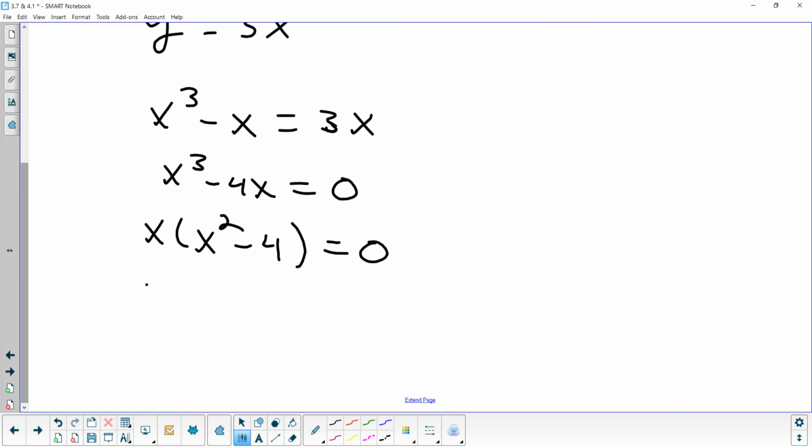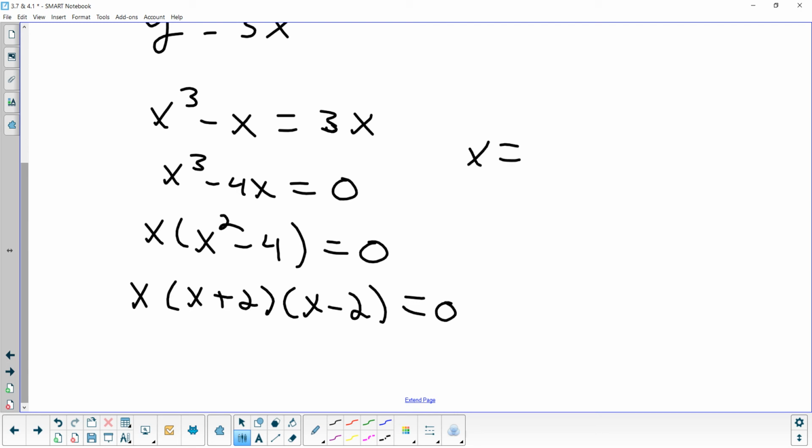Now, I have a difference of 2 squares. How does x squared minus 4 factor? Yep. X plus 2, x minus 2. Good. X plus 2, x minus 2. So my answers to this problem for my x values are 0, -2, 2. So I'm going to write it like this to make it clear. 0, -2, 2.